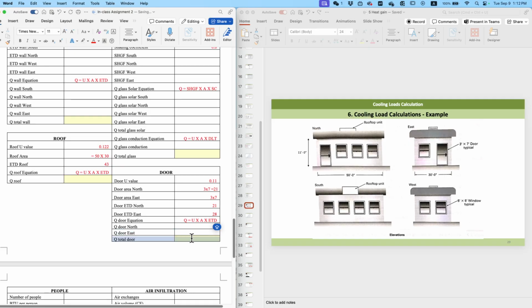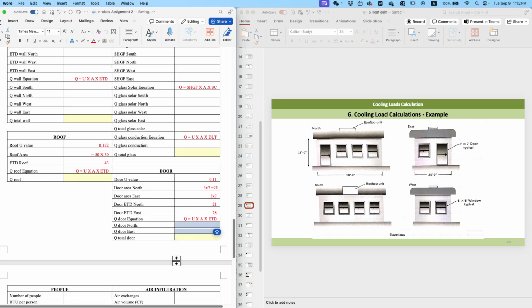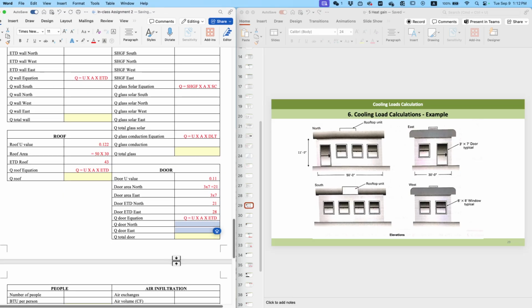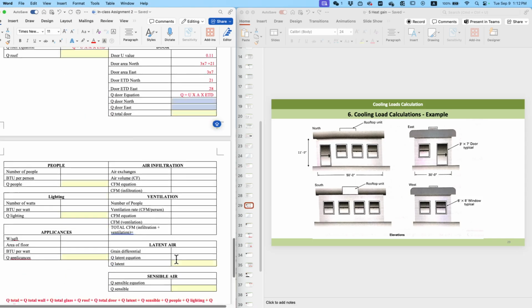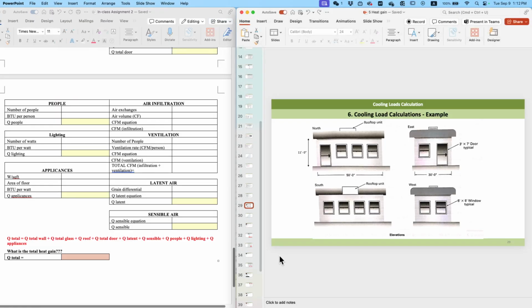And what's the total door heat gain? The total heat gain from the door for both of them. Okay, stop this video and complete the door heat gain calculation. And then let's introduce internal heat gain.